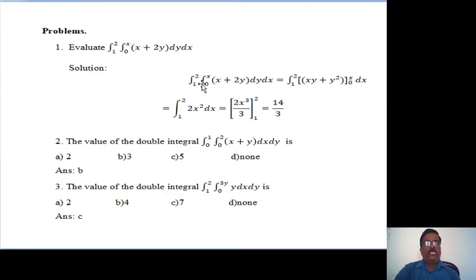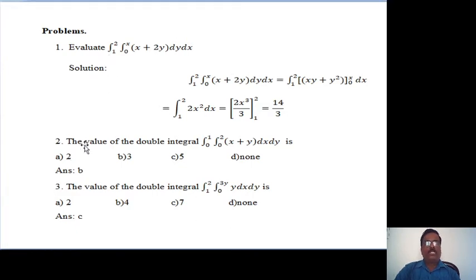Therefore, the integration from 1 to 2, integration from 0 to x of x plus 2y dy dx can be written as integration from 1 to 2, where we first integrate with respect to y. The integral of x dy is xy, plus 2 times the integral of y, which is y square by 2, so the 2 cancels, giving y square, with limits from 0 to x, dx. Now we substitute the limits, then we integrate with respect to x, and we get 14 by 3. This is the value of the given double integral.